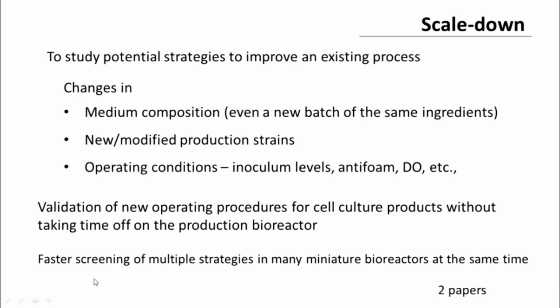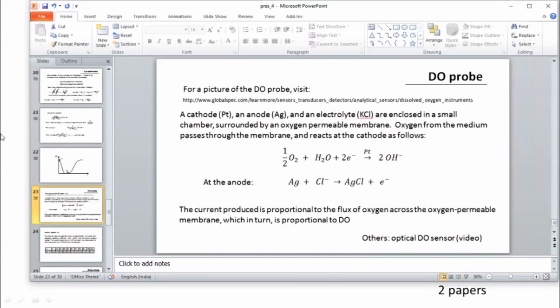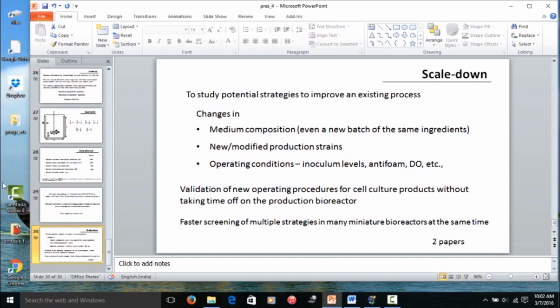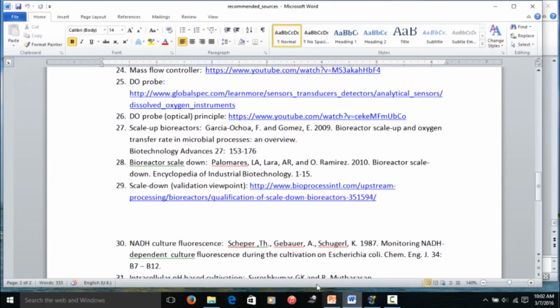There are two papers here that I would like to point out. These are given in your reference document. Number 27 is on scale up. This we talked about, Garcia-Ochoa. 28 is on bioreactor scale down, Palomares, Lara and Octavio Ramirez, 2010, Bioreactor Scale Down in the Encyclopedia of Industrial Biotechnology, and the validation viewpoint in scale down has been given in this website. You can go and check out this website.